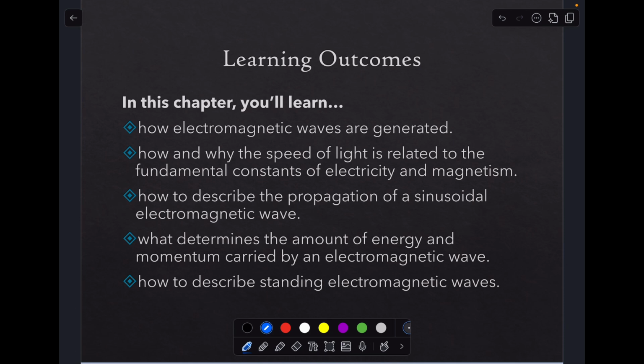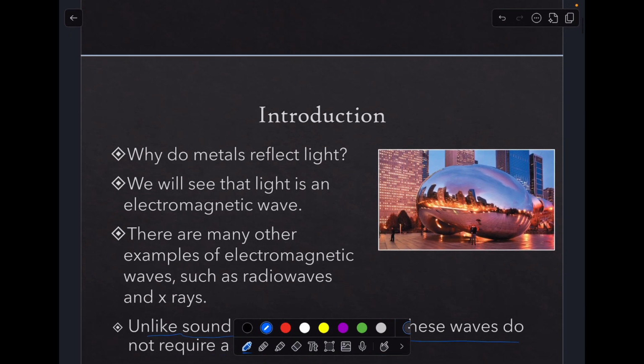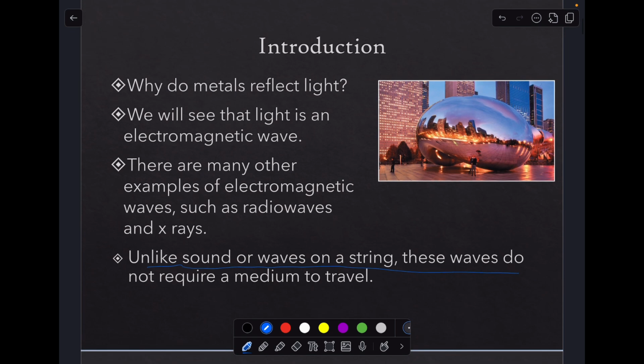So let's learn about how electromagnetic waves are generated, how the speed of light is related to certain fundamental constants that we will use to describe electromagnetic waves, and how they propagate in space. We're going to talk about them briefly as plane waves, also as sine waves, the energy that electromagnetic waves carry, and also what happens if you stick some electromagnetic waves in a cavity, okay? For example, a microwave. So it's a brief introduction. We really don't need much introduction for this. We use electromagnetic waves every day.